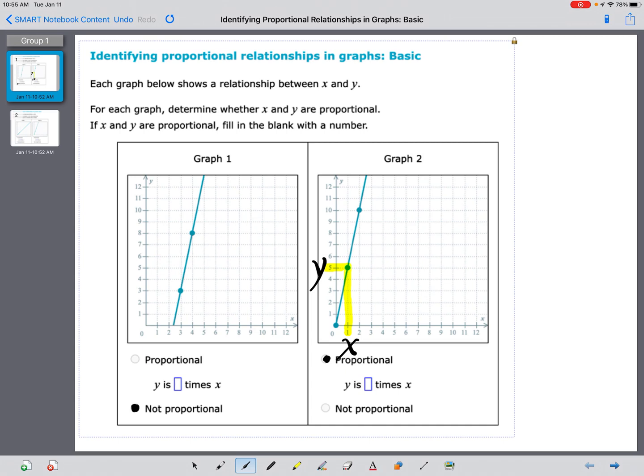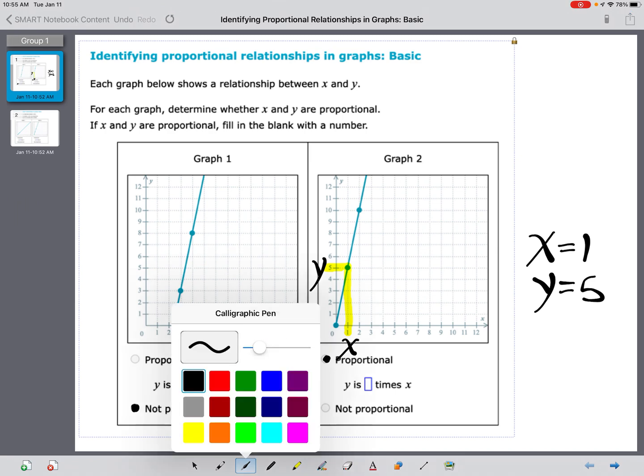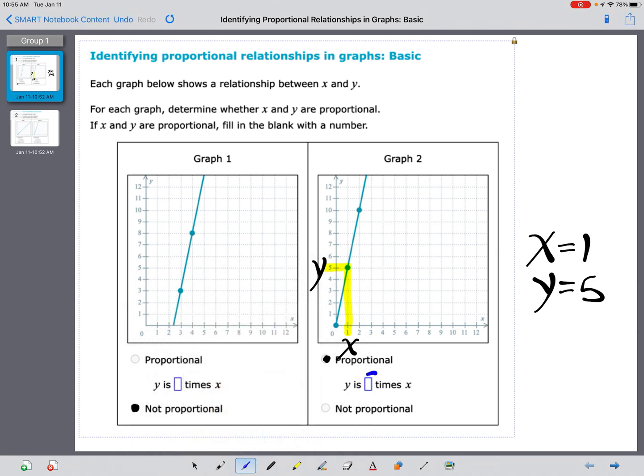Okay, and so let's take a look at how many times larger y is compared to x. If y is 5, x is 1, well then y is 5 times larger than x, and so that's the value we would put in here. Y is 5 times x. Again, there's that ordered pair right there. This is 1 for x, 5 for y. And so there you have it, y is 5 times x.